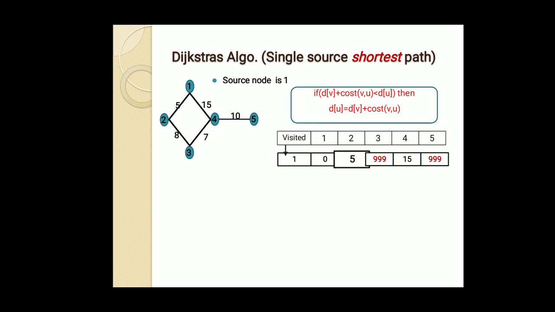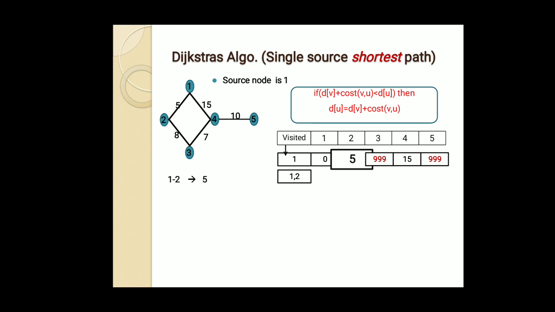So 5 is the minimum, so I'll just go to that particular road. So 1 to 2 is my minimum cost, right? So I'll take that in terms of the route traveled, that is 1 to 2. Now I have visited 1 as well as 2, right? So the visited list would be updated as 1 comma 2.